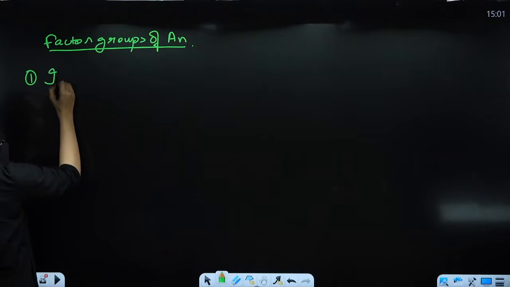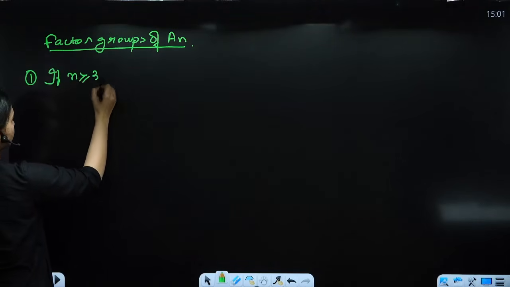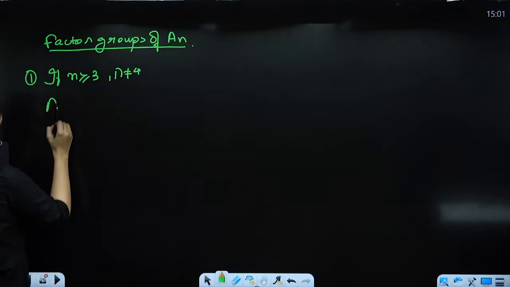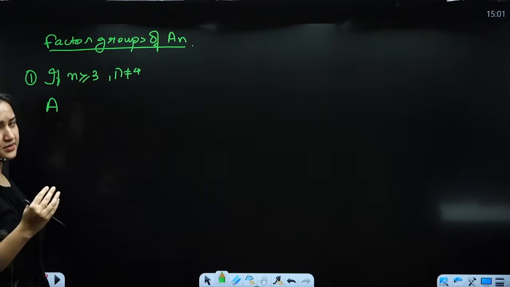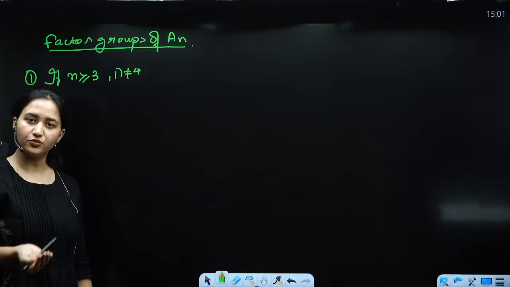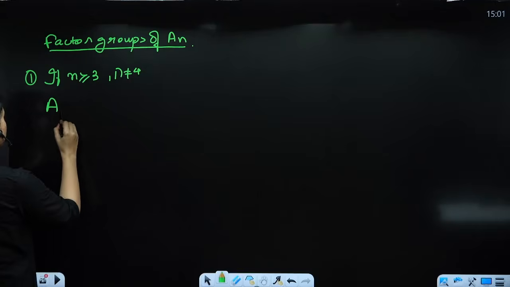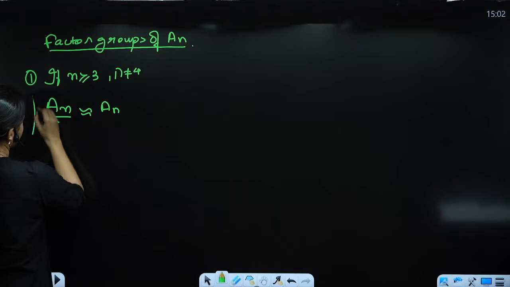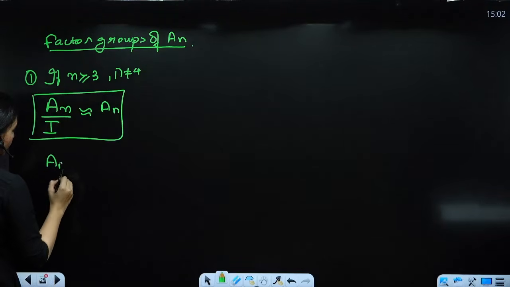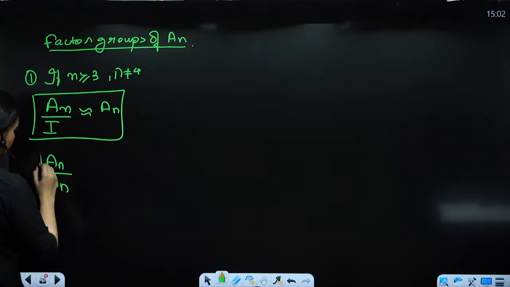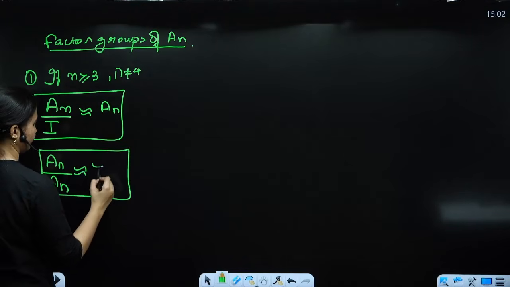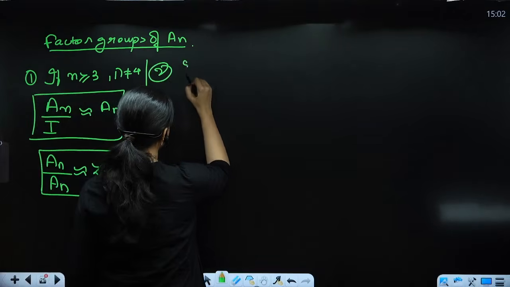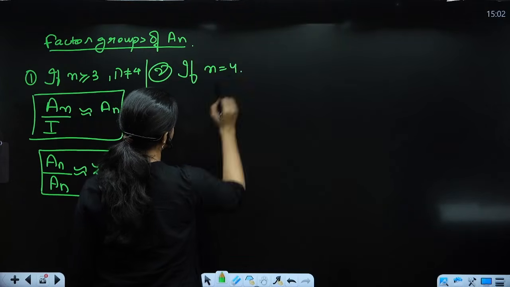First one is if n is greater than or equal to 3 and n is not equal to 4. So what are the normal subgroups? The normal subgroups are identity and the group itself, that is your An, right? So An upon identity, which is isomorphic to An again, right? Then you have An upon An, isomorphic to Z1, right?